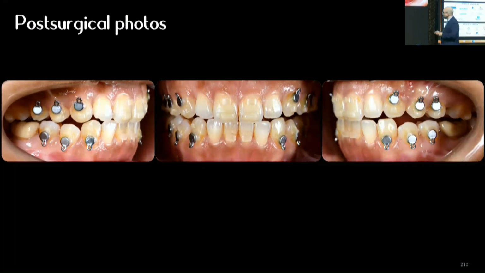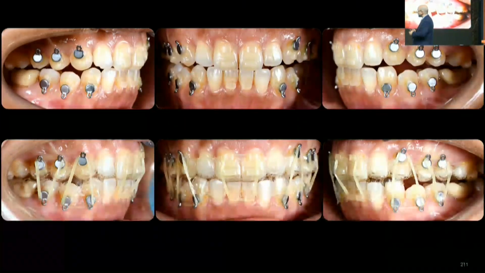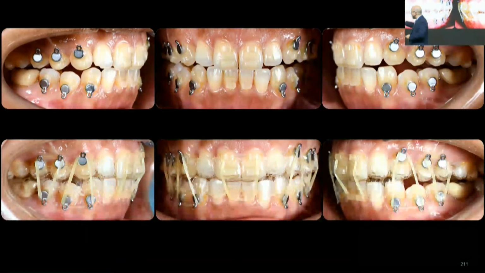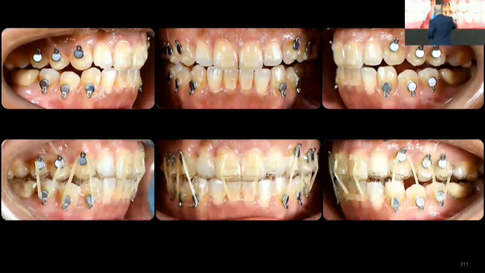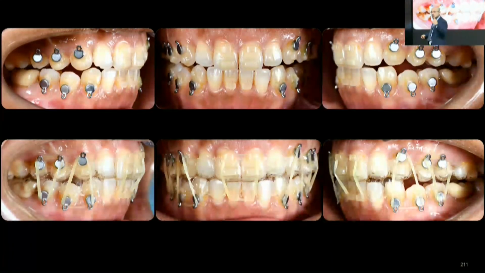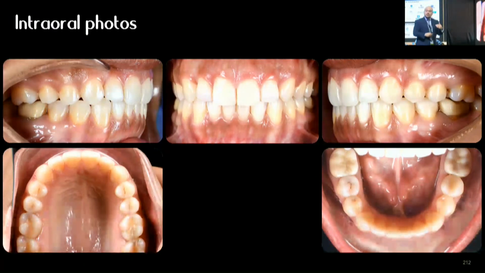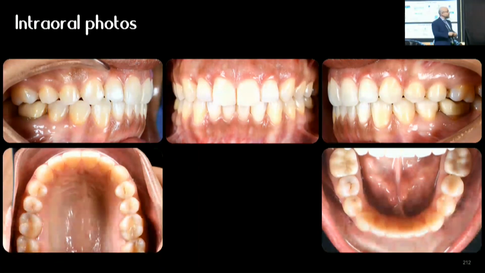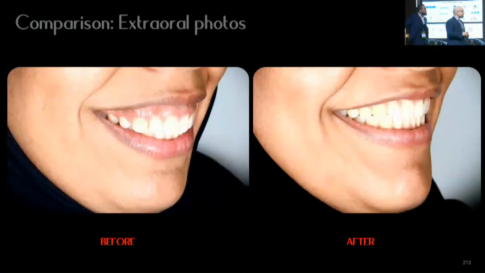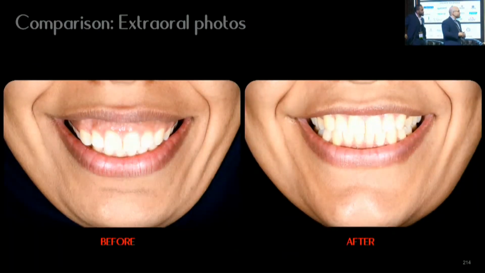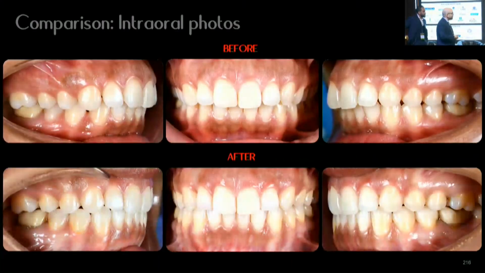So you can see here, I trimmed the trays in certain areas like the lower left side because I wanted to encourage the extrusion of that portion and running some elastics. And then I did a refinement for her. And this was her final result. So you can see before and after. Before and after. So huge change for her smile.